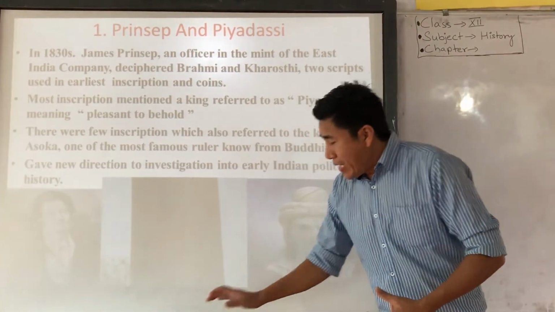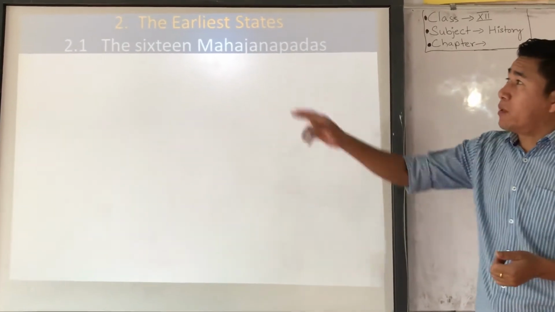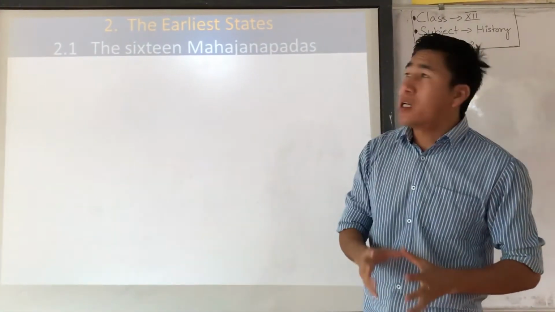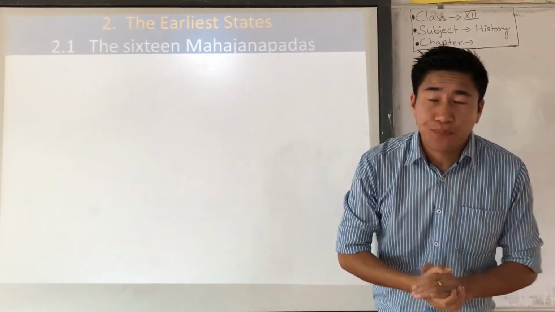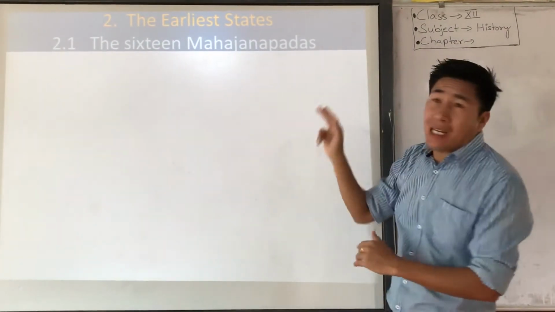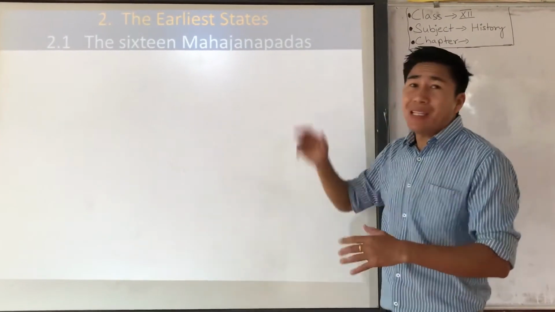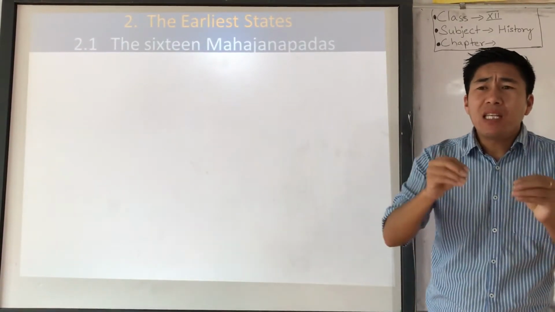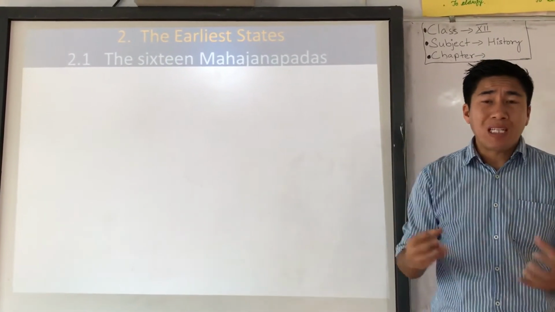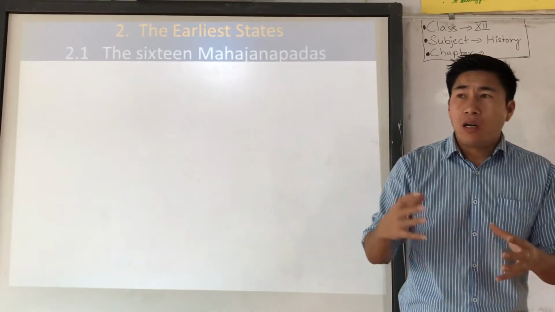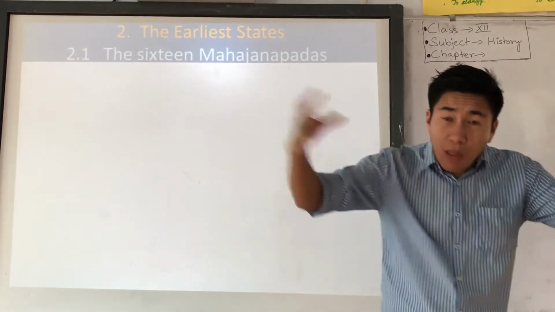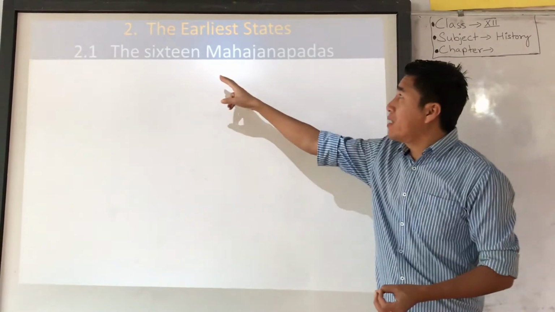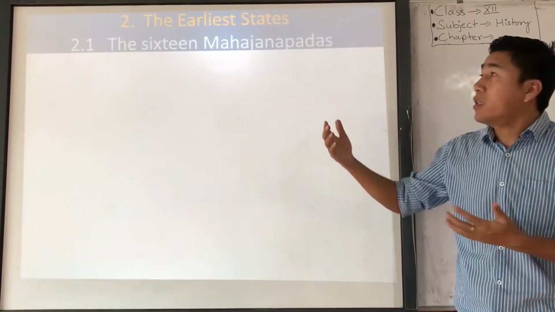Understood? Now, the second point in this chapter we are going to discuss is the earliest states. Inside this point 2.1, we are going to study the 16 Mahajanapadas. Jana means people, and pada means settlement, a place where people used to stay. In the Vedic period, there were many Janapadas, small states. But during 600 BC, there were 16 big, popular, powerful Mahajanapadas. Buddhist and Jain texts mention the 16 Mahajanapadas, so we are going to discuss them.